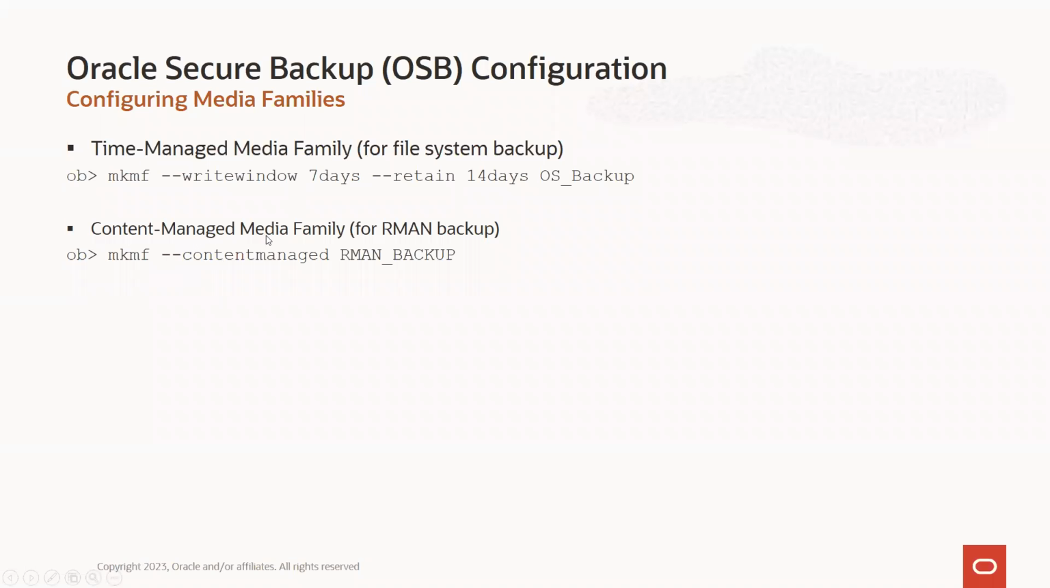Meanwhile, the content-managed media families are used for RMAN backup. This allows the RMAN backups to be managed at the RMAN side and not at the OSB side. The content-managed tape volumes can be recycled or reused when all of the RMAN backup pieces in that volume set are marked deleted. So even if a single RMAN backup piece is not marked deleted, then the tapes in that volume set will not be recycled or reused yet.